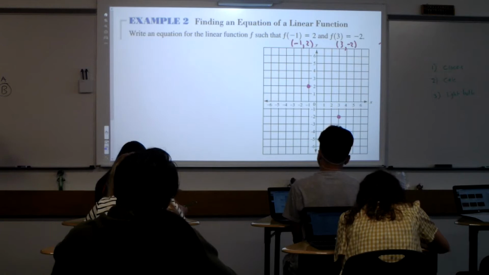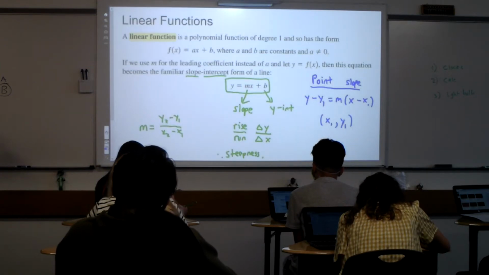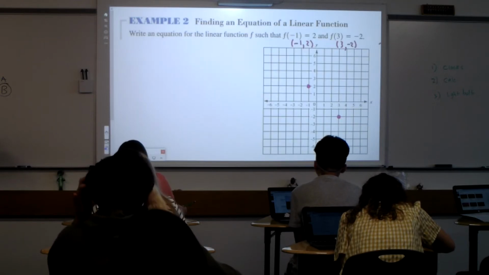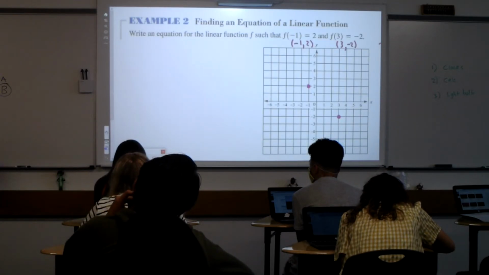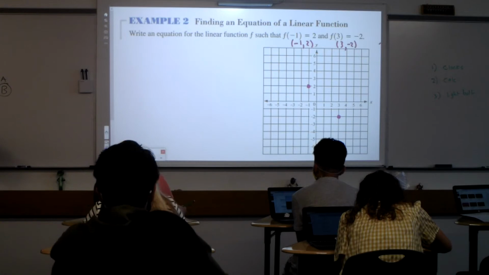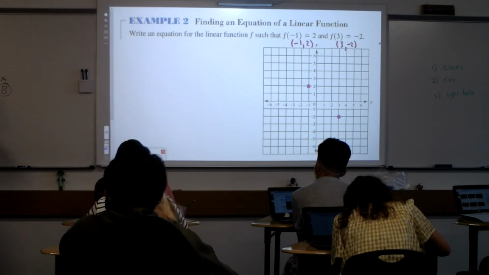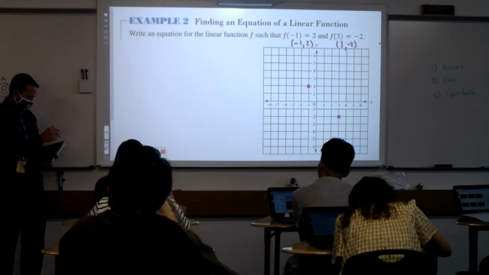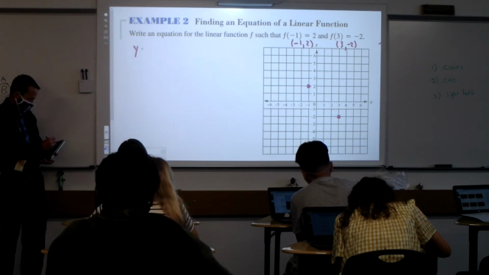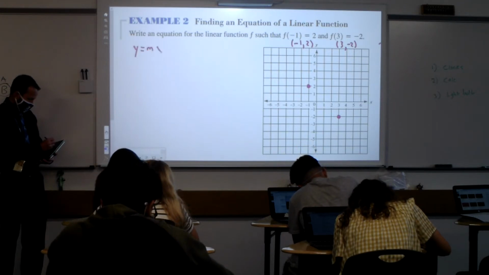Now we've got two equations. We could use slope-intercept and figure it out that way, or we could use point-slope. Does it matter which way we do it? What do you want to do? You tell me. Choose your own adventure. Slope-intercept, I think that's easier. We're going to do both, actually. So let's start with y equals mx plus b.